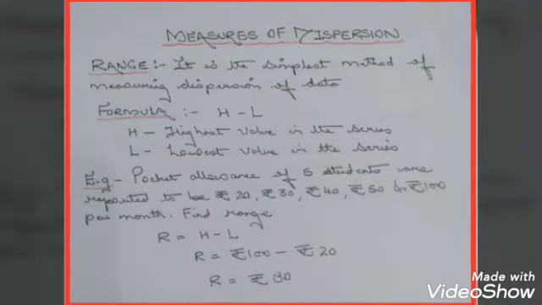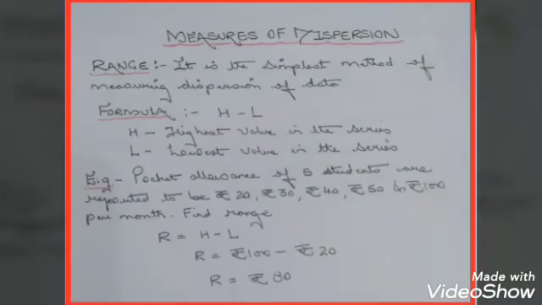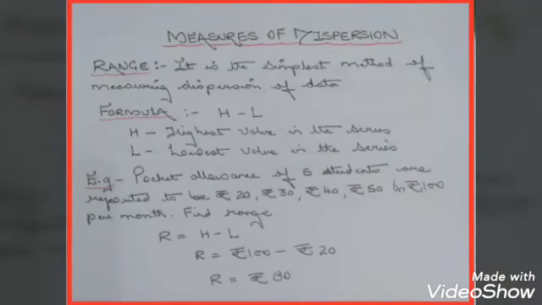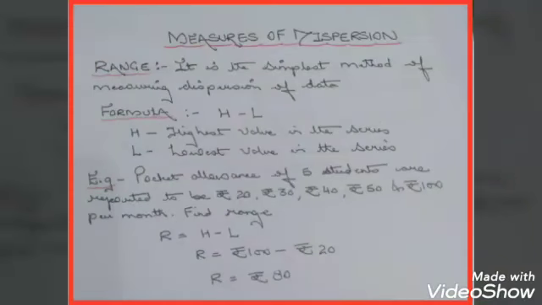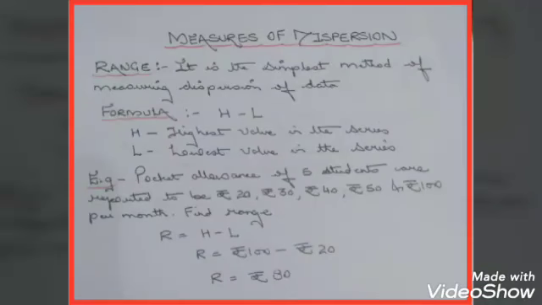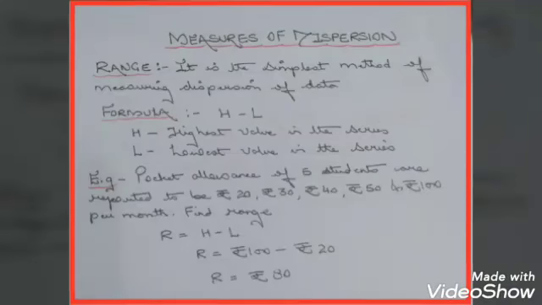You can see on your screen that R equals H minus L, which is the formula for range. Here H is the highest value. So what is the highest value over here? It is 100, minus L, the lowest value. And how much is the lowest value over here? That is 20. So H minus L, the range comes to rupees 80. So this is how we can calculate range.